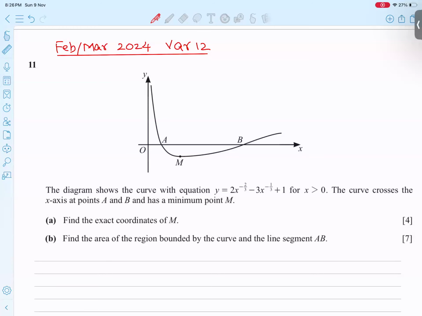Bismillahirrahmanirrahim. February, March 2024, second variant. The topic is integration and differentiation. First part, we need to find the exact coordinates of M. So where is M? M is the point of minima.